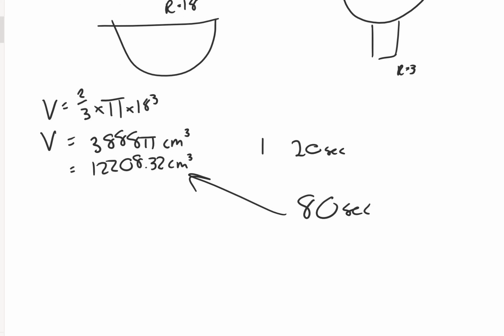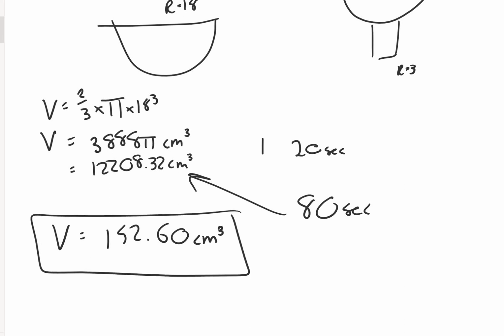So in order to find out the volume that leaves per second through the pipe, I'll take this 12208.32 and divide it by 80, and I get 152.60, rounded to 2 decimal places. So the volume of water passing through the waste pipe per second is this much.